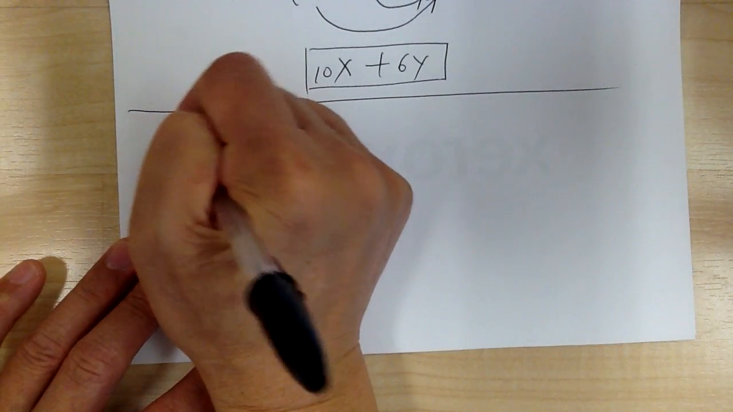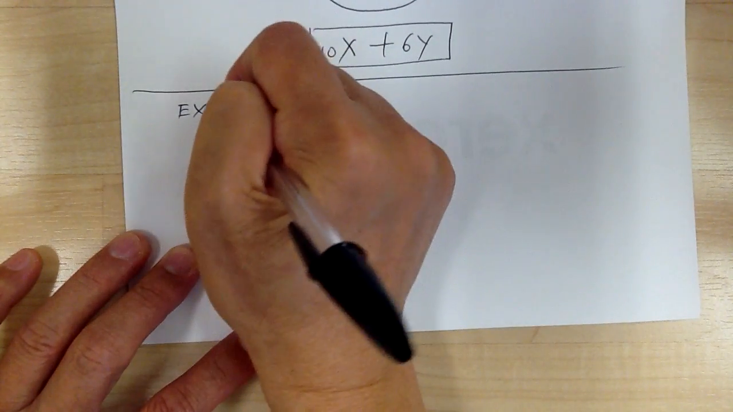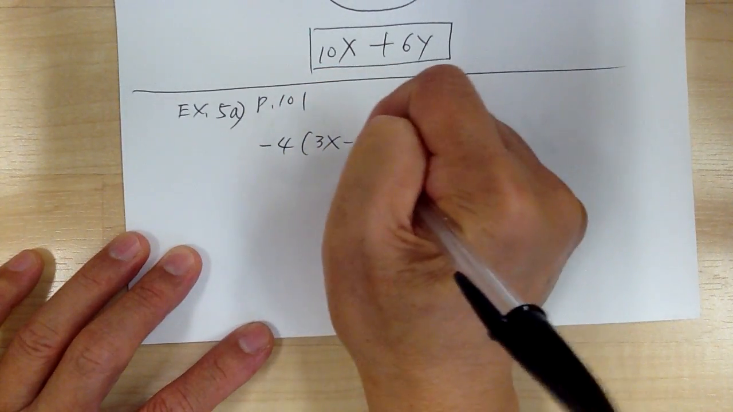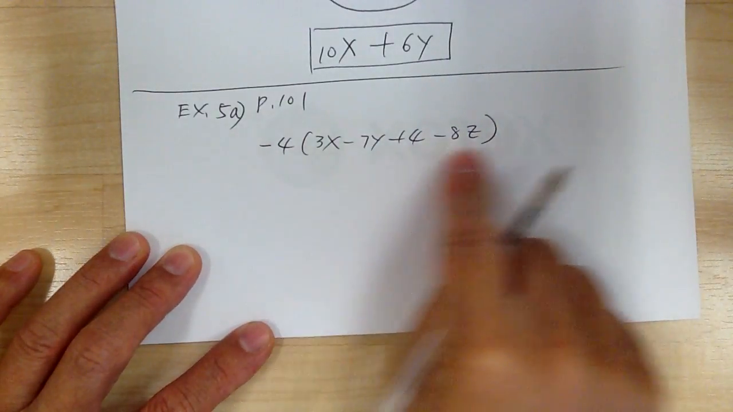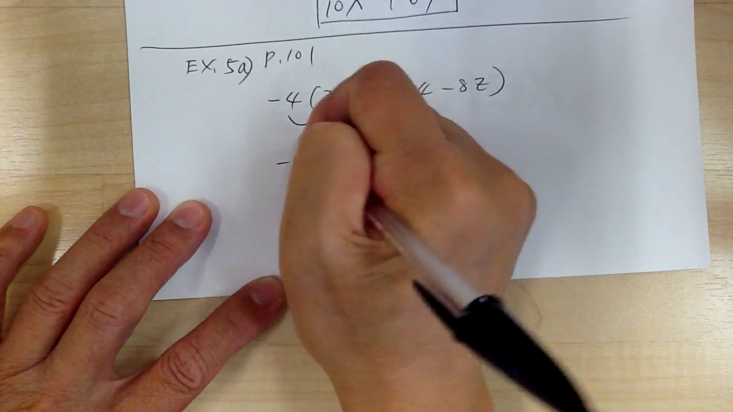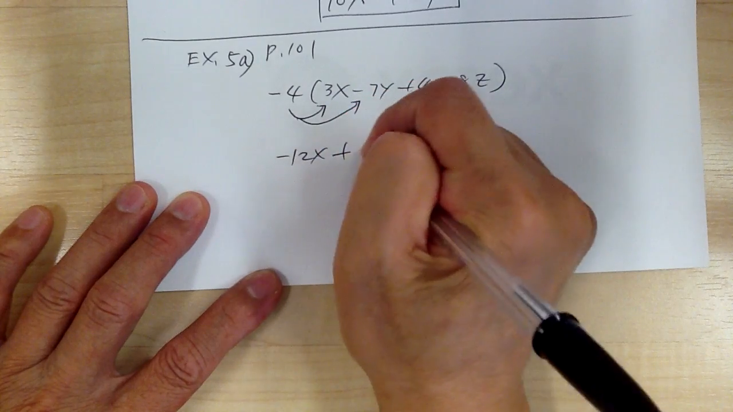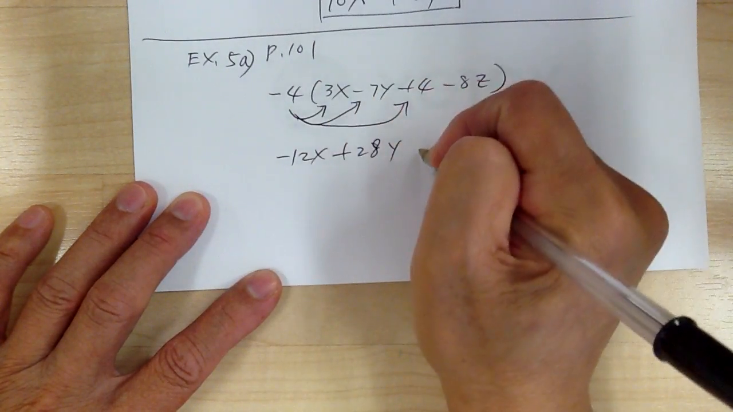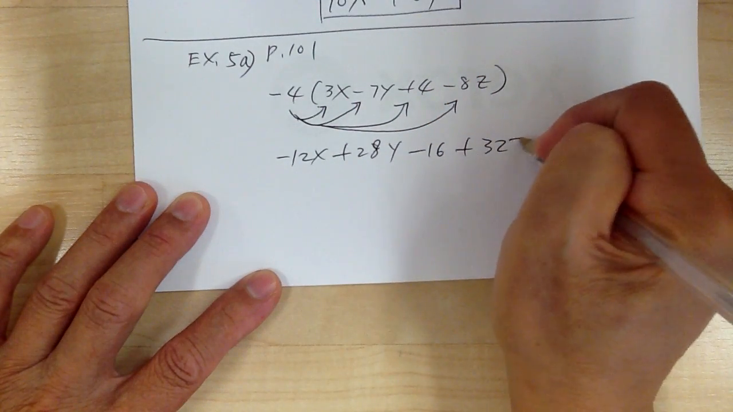So if you go to example 5 on page 101, example 5a, you have negative 4 times (3x minus 7y plus 4 minus 8z). Again, it doesn't matter how many terms, you just go and distribute. So multiply, you get negative 12x, multiply, now you have to watch the sign. So negative times negative gives you positive. So positive 28y, multiply, negative 16, multiply, plus 32z.